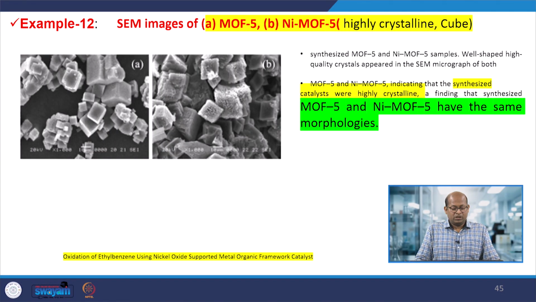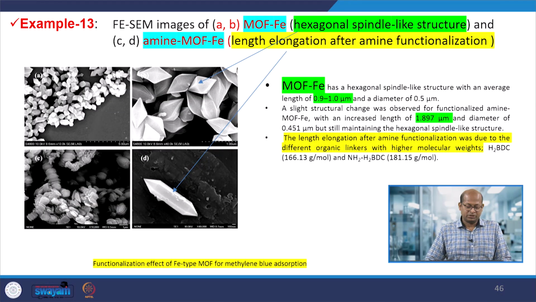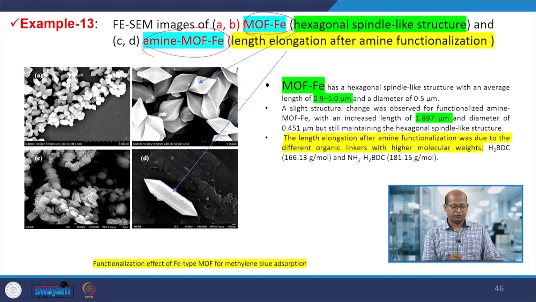Here is also another one, MOF-5 and nickel MOF, that was prepared. Two different structures: here nickel was added, and here there is no nickel contamination. So two different types of structures form. Here is iron MOF also, a modified iron MOF. When iron MOF was prepared, the structures you can see are hexagonal spindle needle type structures.